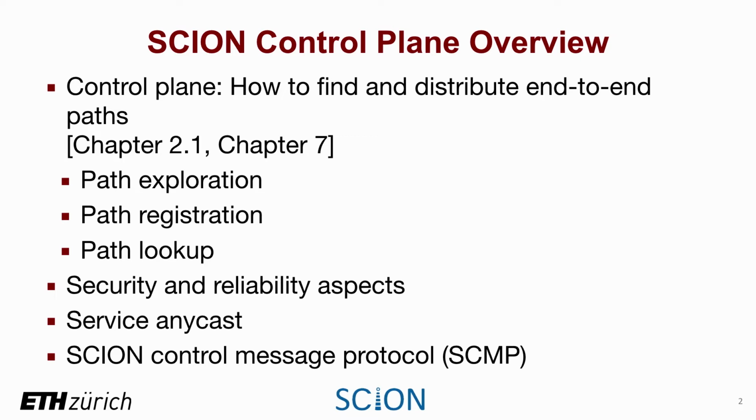We'll first look at path exploration, registration, and lookup. Then we will consider security and reliability aspects of beacon propagation and SCION infrastructure services such as beacon and path servers. Then we're going to look at service anycast, and finally, we'll look at the SCION control message protocol, SCMP. Let's get started.